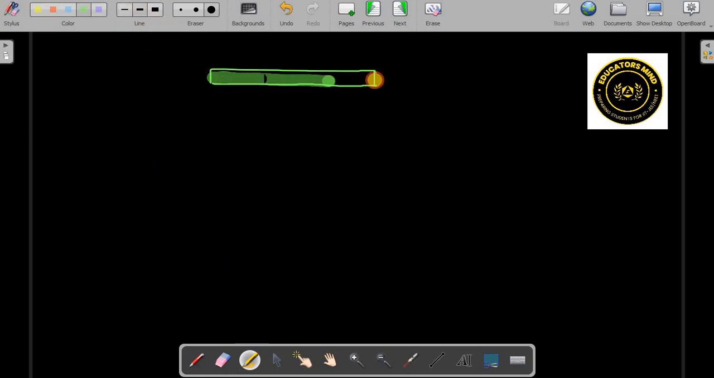Let us say that this is a rod. Just now we have calculated the moment of inertia passing through this axis. You can take it as I center of mass because it is passing through the center of mass, isn't it? Which we have already calculated as ML square by 12.